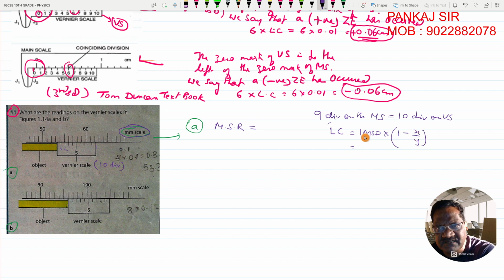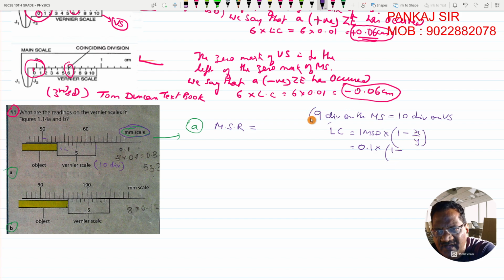So 1 MSD means 1 main scale division. Now this 1 main scale division, that is this division. This is nothing but 1 millimeter. So I'm going to write in centimeter. So it will be 0.1 centimeter, right? Multiplied by 1 minus. Now what is this x and y?